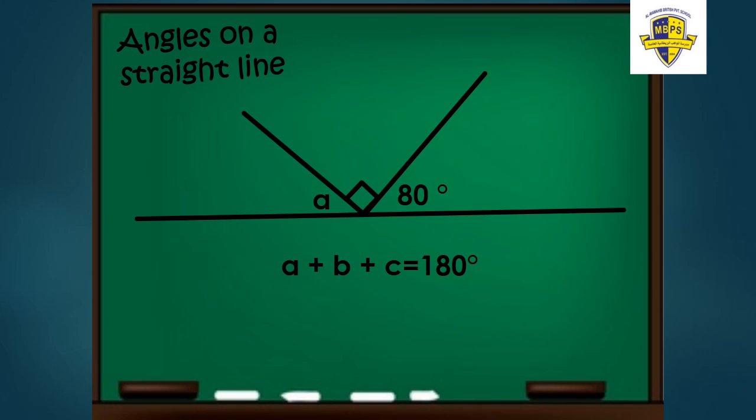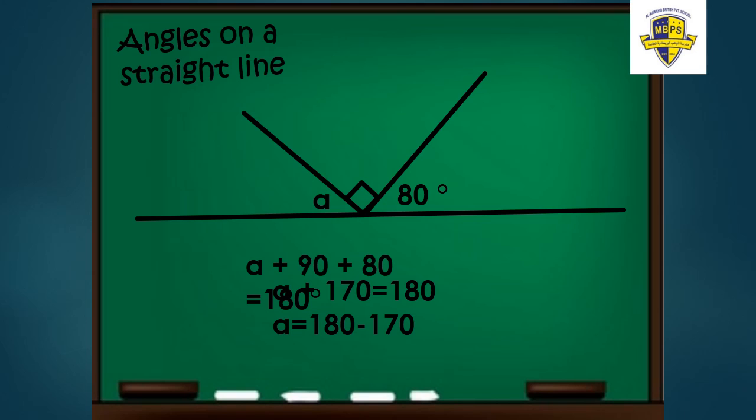So now you have to think, how can we find A? Excellent. First we add 90 plus 80, equal what? Good, equals 170. Then we say 180 minus 170 equals 10. So angle A equals 10 degrees. Good.